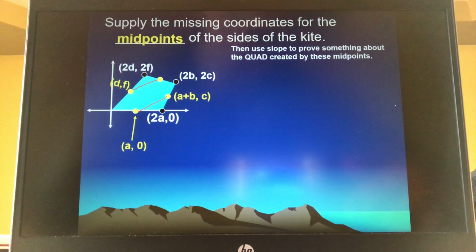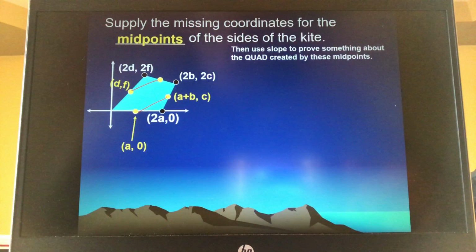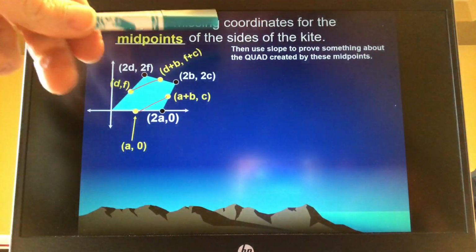So you're the middle of 2D and 2B and the middle of 2F and 2C. Hopefully you average those out and you get something kind of messy, D plus B and F plus C. And you can rearrange those if you want to put those in alphabetical order, that's fine. So that's just the intro to this.